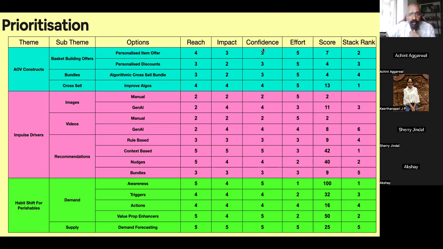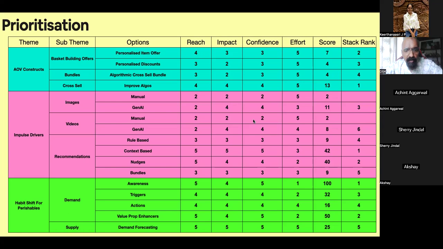Okay, all right. I'm going to read out a few comments that have come in as well. Lokesh says they're all interdependent. Okay, I'll probably come to that in a bit. Probably because certain variables under the AOV construct influence metrics under impulse drivers. All right, interesting point of view.